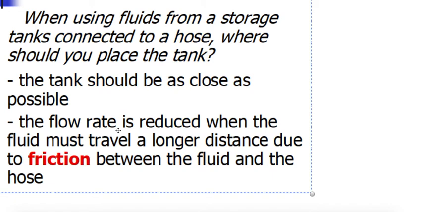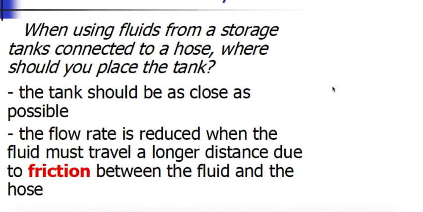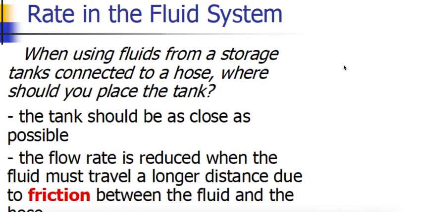So that's comparable to electricity. Remember we talked about if you have a longer wire, then that could produce more heat because of the friction it takes to travel through a longer wire. So we want less friction. That'll make a more efficient system, and the motor won't have to work as hard if you have it right next to where you're dumping it. Okay, so those are some ideas for rate in a fluid system.